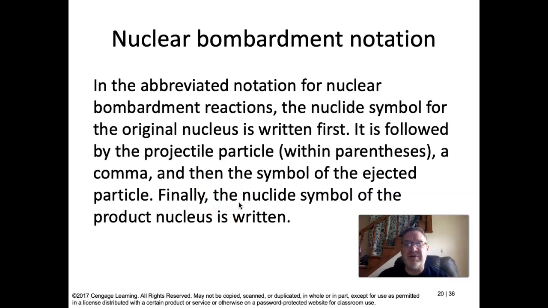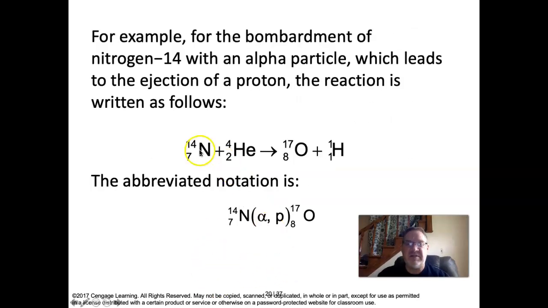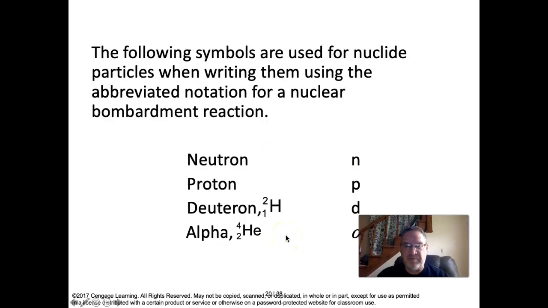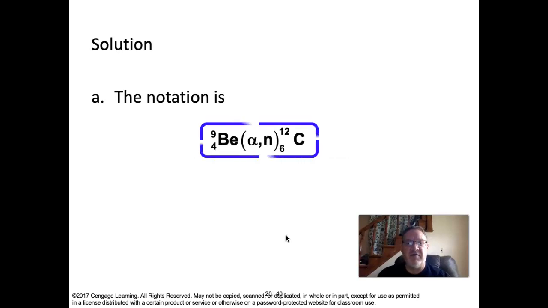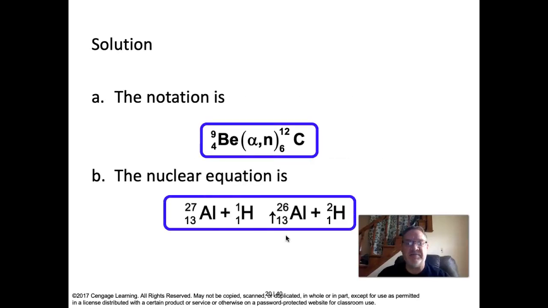We do have some simple notation that you use for bombardment reactions. Instead of having to write everything out, in the parentheses, we're putting the particles. What's our bombardment particle? What's our emitted particle? And that's what you see here. Again, some symbols for that. And here's a couple of examples going in each direction for the reactions.